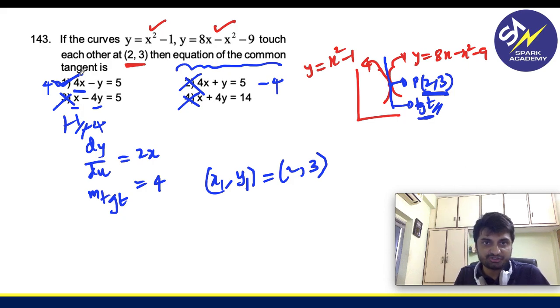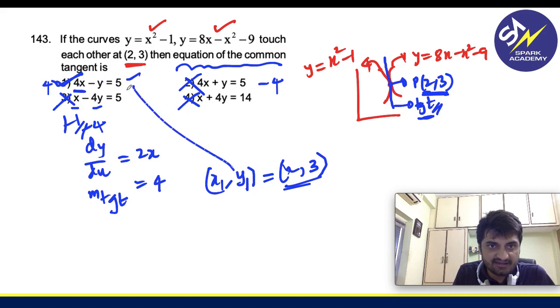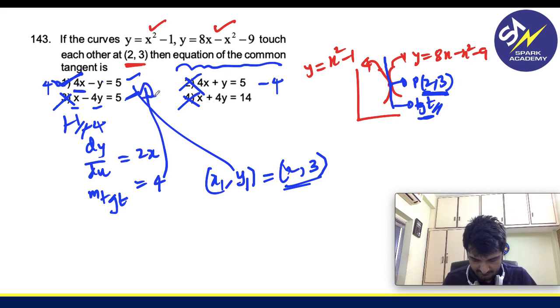And you can check, the first option will pass through x1, y1 also, right? 4 into 2 is 8, minus 3 is 5. So both conditions are satisfied by the first option only. So it's very easy.